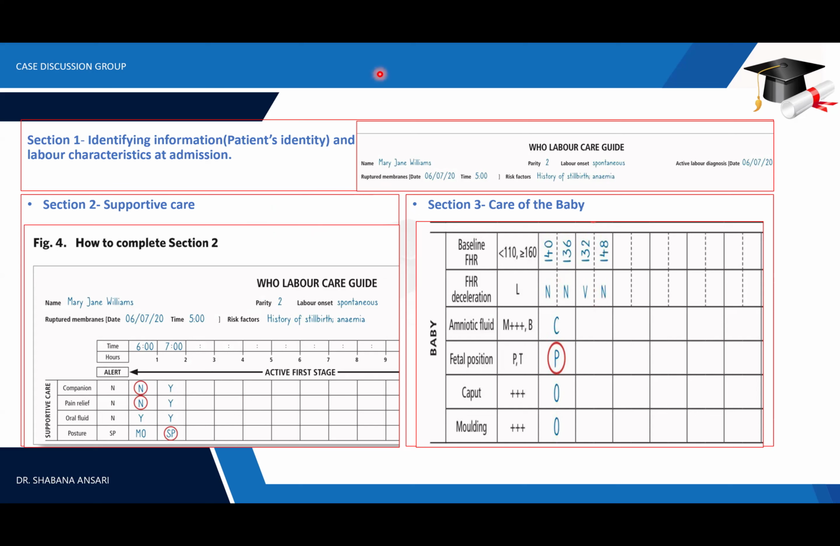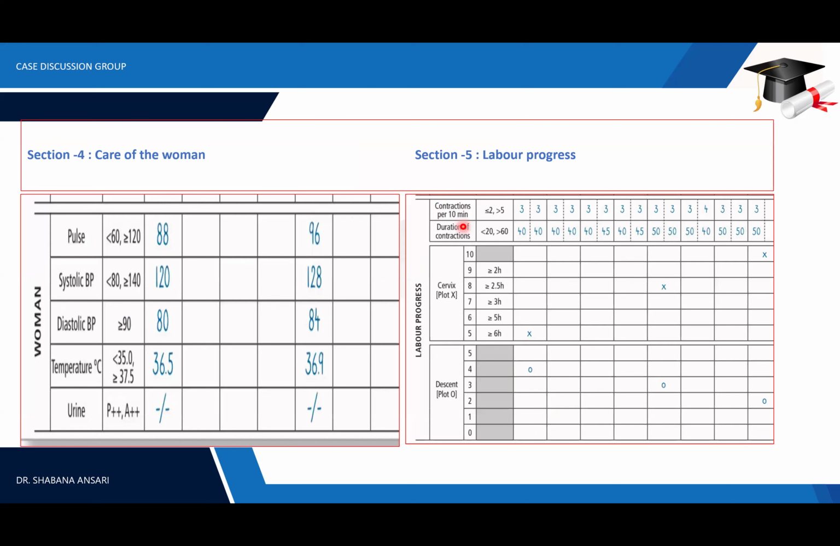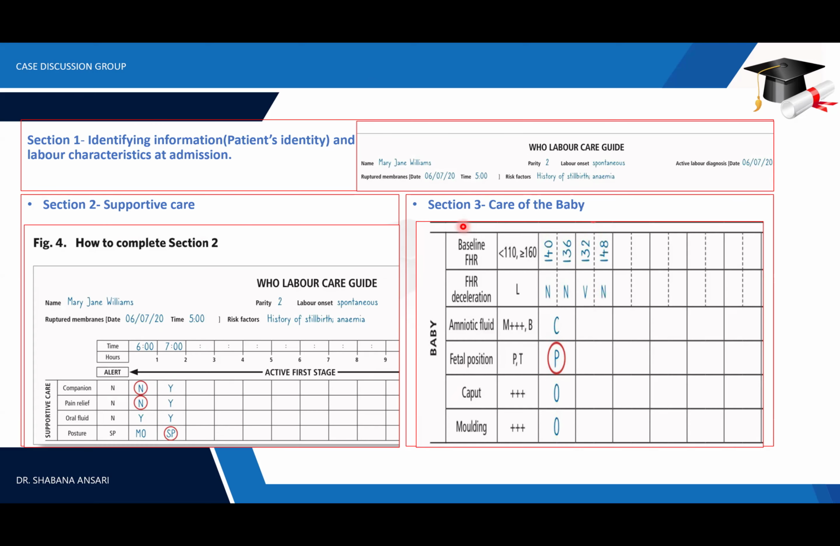Thank you so much, ma'am, for volunteering. Now, who will come forward to fill section 3 and 4? Please come forward, my dears. We are just discussing how to fill the labor care guide. Take it easy. So, I can try, ma'am.